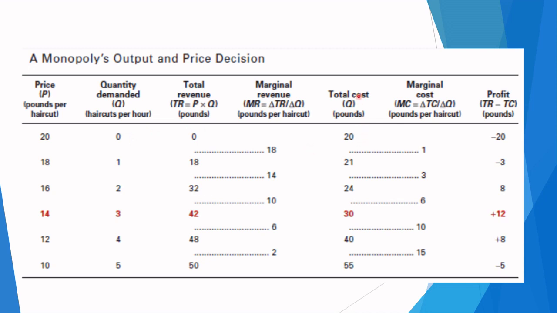We're now going to look at total cost, marginal cost, and profit. The total cost column lists the corresponding costs for producing each and every single output listed in this column. Now, in order to provide zero haircuts, the total cost for this hairdressing salon was £20. In order to provide one haircut an hour, the total cost was 21. In order to provide two haircuts an hour, the total cost was 24. So on and so forth. For the third haircut, 30. For the fourth haircut, the cost is 40. For the fifth haircut, the cost is 55. So this is your total cost column.